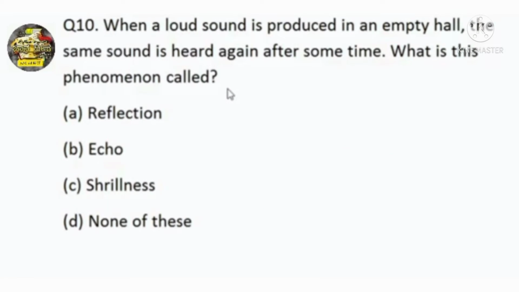When a loud sound is produced in an empty hall, the same sound is heard again after some time. What is this phenomenon called? Option A, reflection. Option B, echo. Option C, shrillness. Option D, none of these. The right answer is option B, echo. Next we move on to the 11th question.